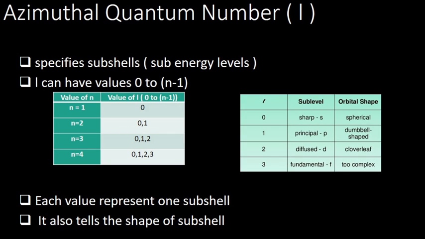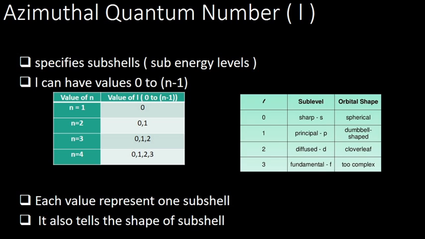When n is equal to 3, 0 is there, 1 is there, n minus 1, 3 minus 1 is 2. So 3 subshells are possible. And when you go for n is equal to 4, n minus 1 is 3. So 0, 1, 2, 3. So 4 subshells are possible. And you can see each value represents one subshell.